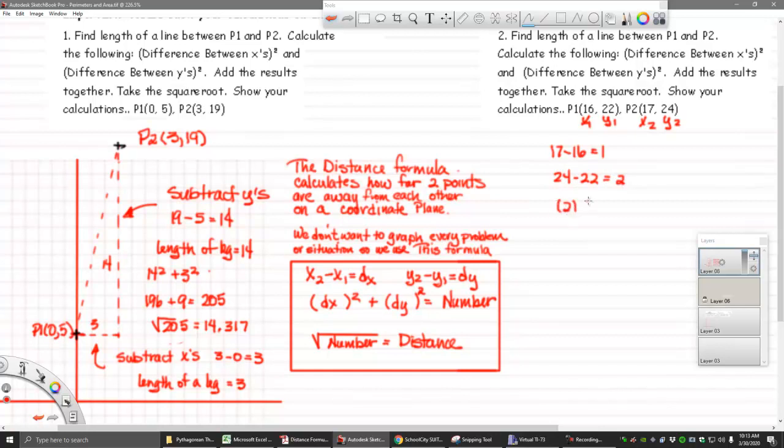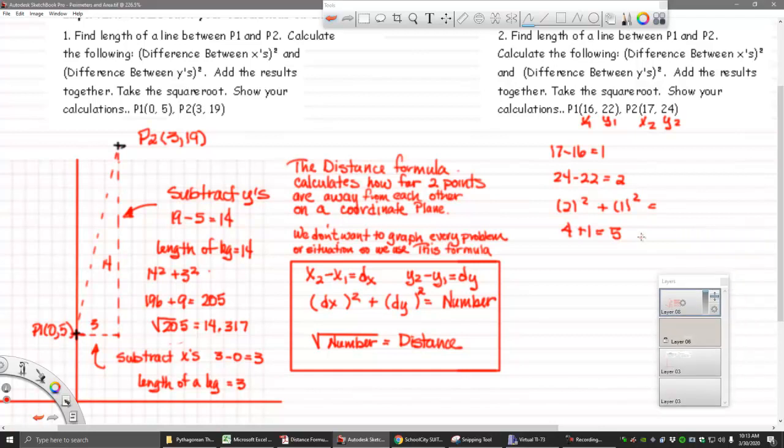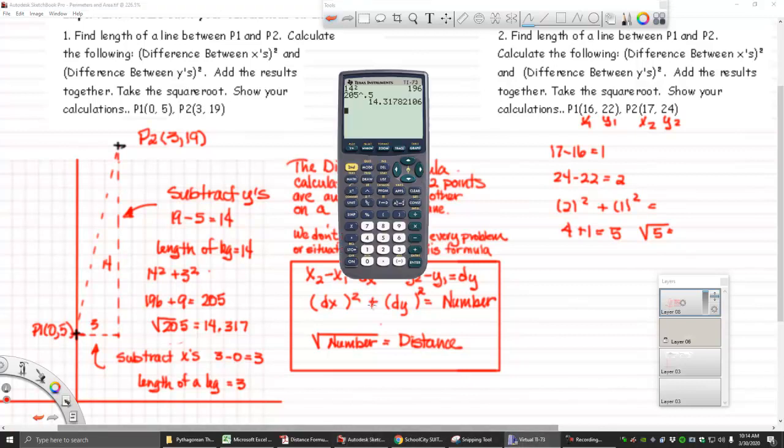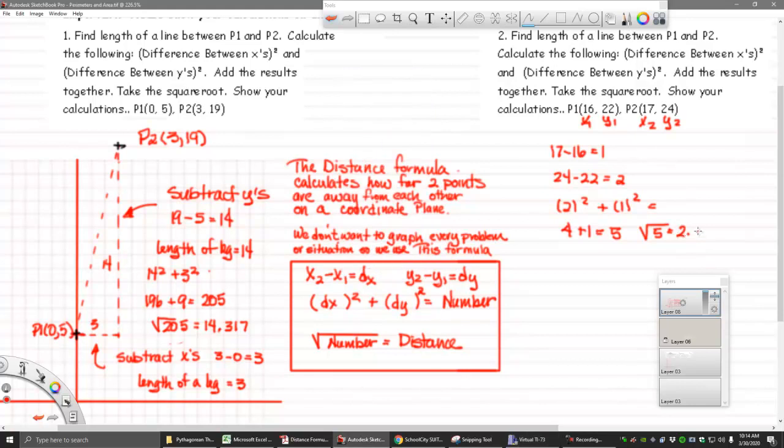So I'm going to take 2 squared plus 1 squared, so I will have 4 plus 1 equals 5. And then when I take the square root of 5 in my calculator, and again I'm going to take that out to 3 decimal places, so 2.236.